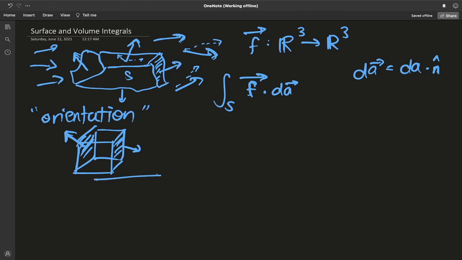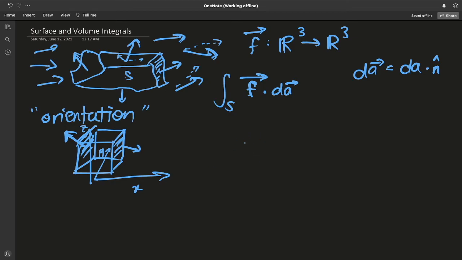Because again, if you're defining your x-axis this way, y-axis that way, and z-axis upwards, you know that this is in the negative x direction, this is in the positive x direction. So that helps us with our orientation.